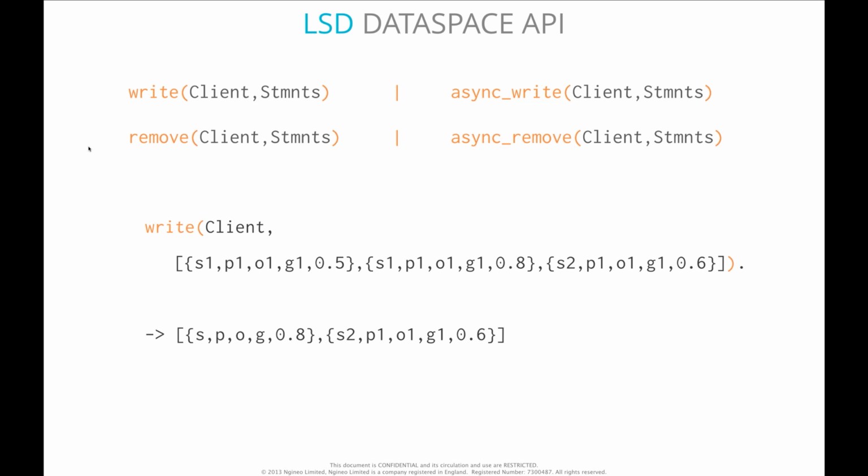I need to have a client. I'm using Erlang as a client here, so I'm going to write a number of statements. In this case, I'm going to write 2 statements that are actually equal in terms of the SPO and G, and because of that, the first one is not going to be written. The only difference between the 2 is the degree, and I'm going to write only the second one.